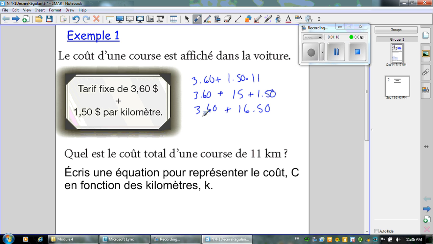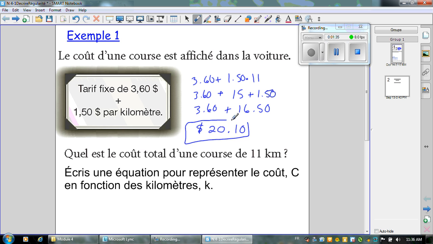So that would end up costing you a total of, you've got $19 plus $1.10, so $20.10. So it would end up costing you this much.